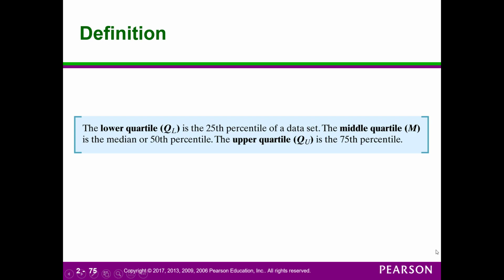So now we can state this definition. The lower quartile QL is the 25th percentile of a data set. The middle quartile M is the median or 50th percentile. The upper quartile QU is the 75th percentile.